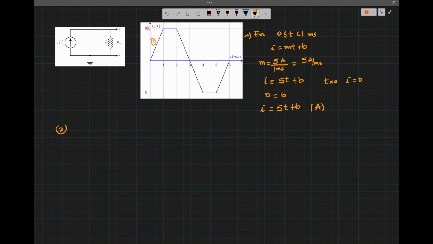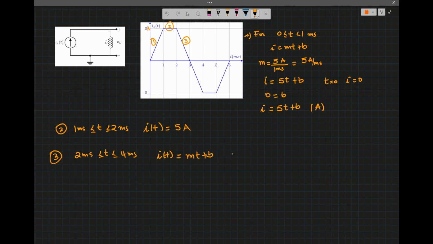So section 2 is when we have 1 millisecond less than t less than 2 milliseconds. The i of t in that area is 5 amps. Now that's section 2. Now section 3, that is the section between 2 milliseconds and 4 milliseconds, and the equation of this section, i of t, is still in the form mt plus b.